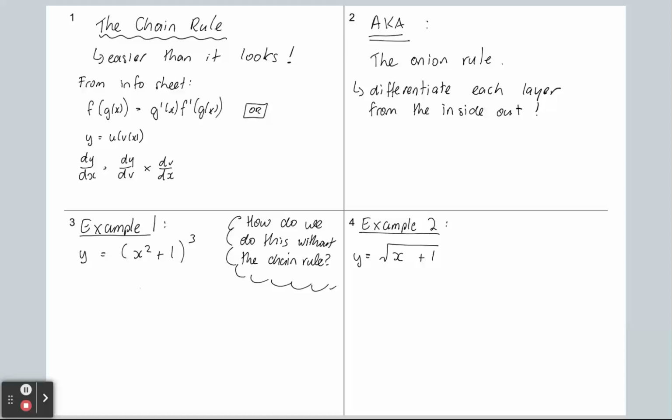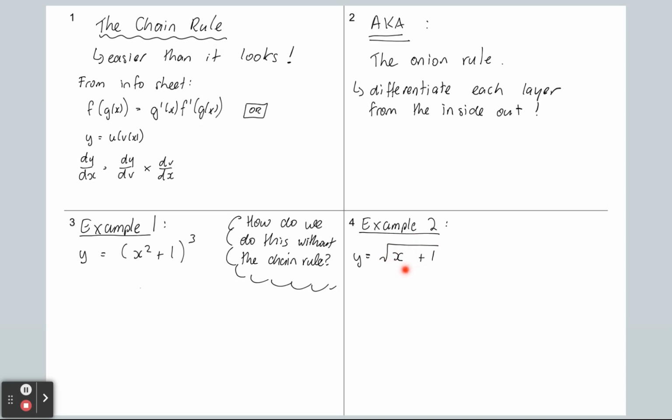The chain rule is a differentiation technique that allows us to solve problems that we haven't yet been able to do. And it doesn't take too long before we encounter something that we can't actually do using the techniques that we've got so far. This one here, for example, we could do, but it requires a pretty tedious and long expansion before we can get it into the right format.